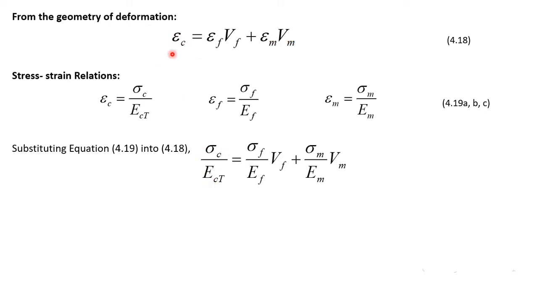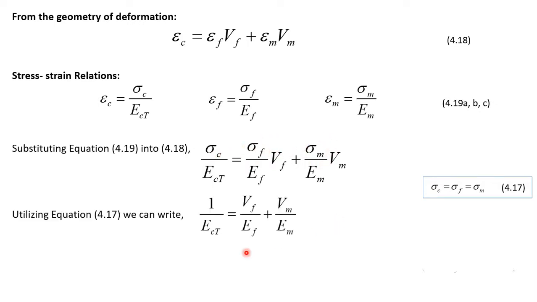So here we replace the strain in the fiber, which we get from here, and similarly the strain in the matrix. Now previously, in equation number 4.17, we have seen that the stress in the composite is equal to stress in the fiber is equal to stress in the matrix. Therefore these stress terms can be cancelled out. So we can write 1 over ECT, which is the modulus of the composite in transverse direction, is equal to volume fraction of the fiber divided by the modulus of the fiber plus volume fraction of the matrix divided by the modulus of the matrix.